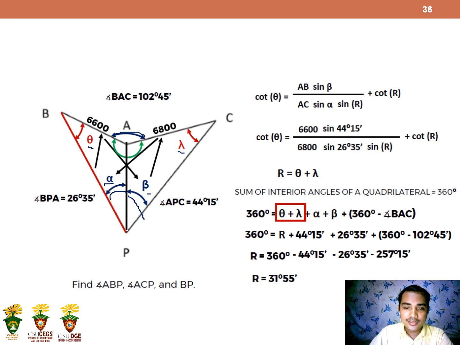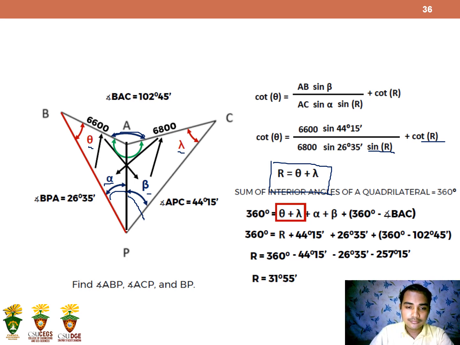Substitute the values. We have now cotangent theta is equal to 6,600 sine beta, which is 44 degrees 15 minutes, all over 6,800 sine alpha, which is 26 degrees and 35 minutes, and we have sine R and cotangent R. So we all know that R is equal to theta plus lambda. And now we are going to get the value of this R.